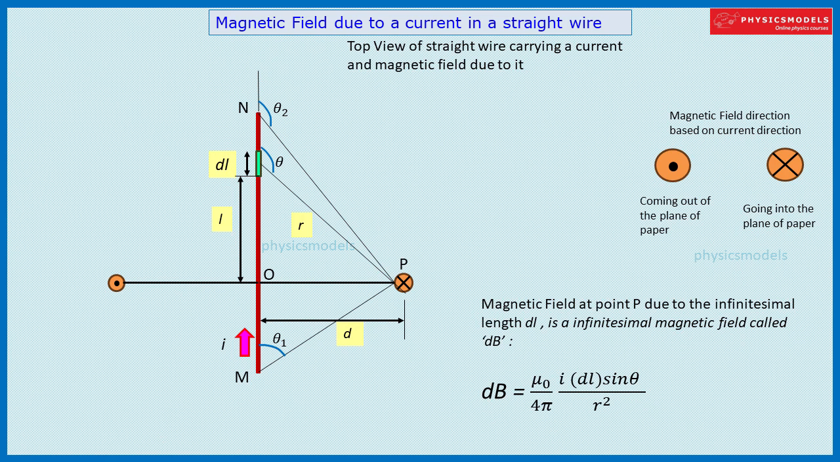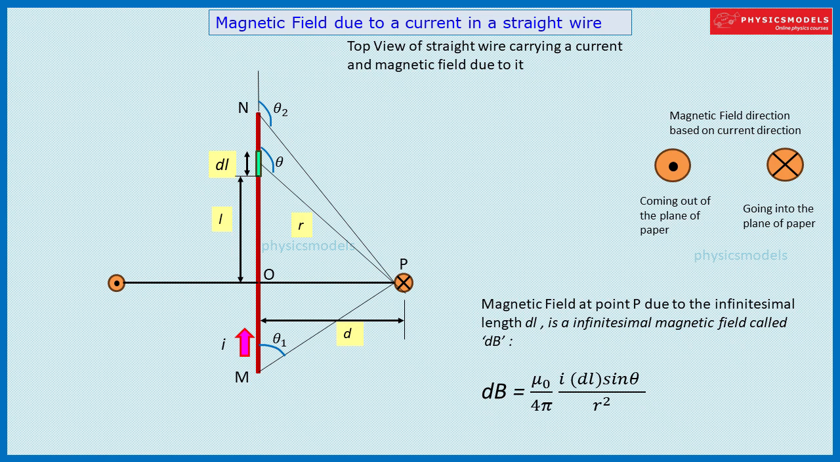So let's select a point P in space, which is shown here, and the direction of current is shown by the pink arrow. The magnitude of the current is I, and therefore using the thumb rule, the direction of the magnetic field at point P is into the plane of this slide, and at the opposite end the direction of the magnetic field is coming out of this slide perpendicularly.